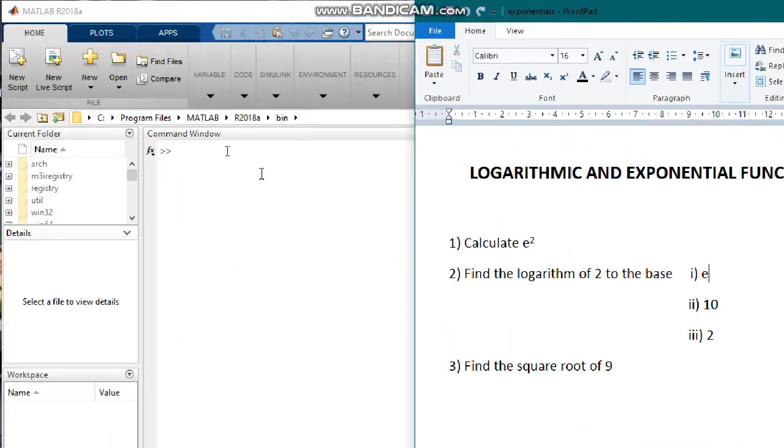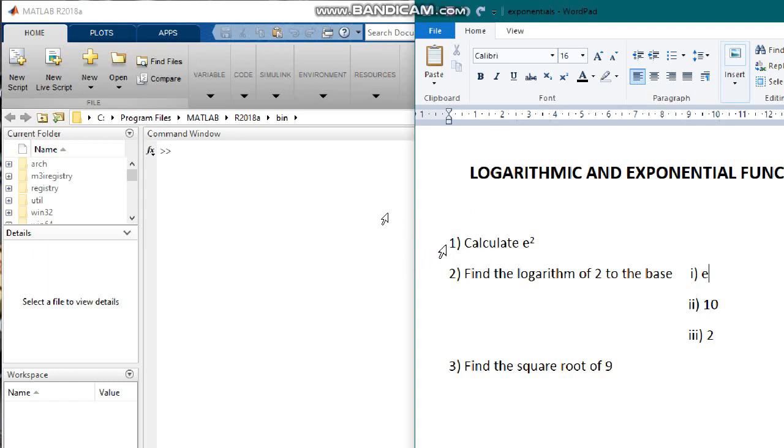Okay, here we are. So here, this is our program for logarithmic and exponential functions of today. So I have given 3 examples. By solving these 3 examples, you will be able to know the basics of exponential and logarithmic functions in MATLAB. That is, you know how to declare them and you know how to use them in calculations.